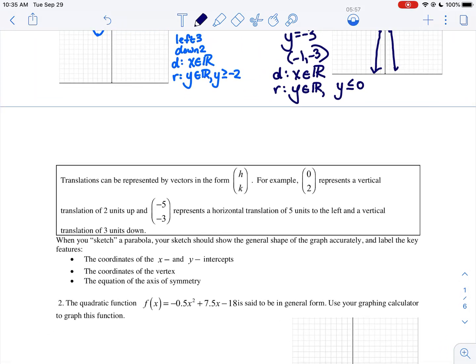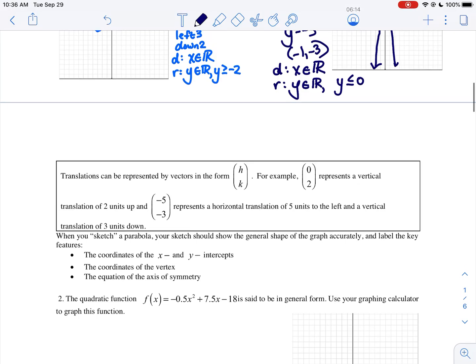Translations can be represented by vectors in vector form. If you call it h, k, so 0, 2 would be a vertical translation of just up 2. -5, -3 would be left 5 and down 3.